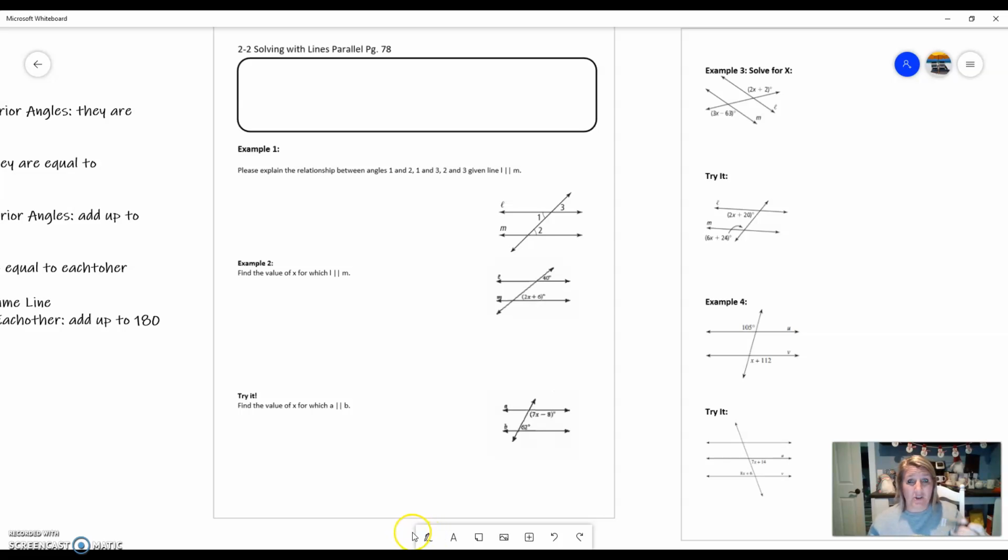So bear with me also. I have to write with this pen on here. I'm going to do my best.